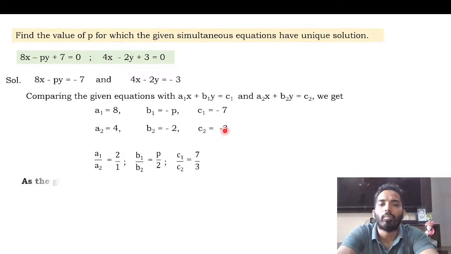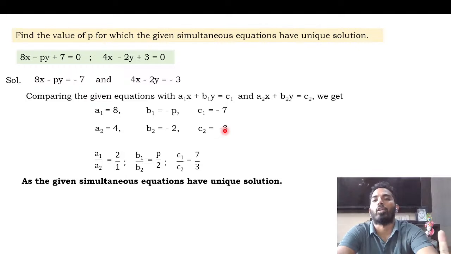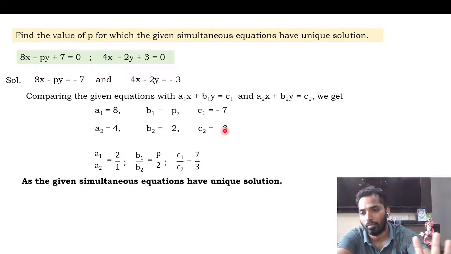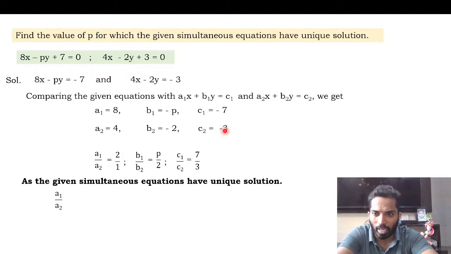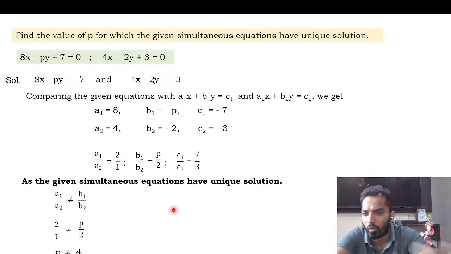अभी क्लियरली क्वेश्चन में बोला इट हैज यूनिक सोल्यूशन. Yes, that is right. A1 upon A2 is not equal to B1 upon B2. So A1 upon A2 is 2 upon 1, 2 upon 1 is not equal to B1 upon B2, that is P upon 2. तो क्रॉस मल्टीप्लाई किया तो 2 2 सर 4 होता है तो P इंटू 1 P होता है तो P is not equal to 4.